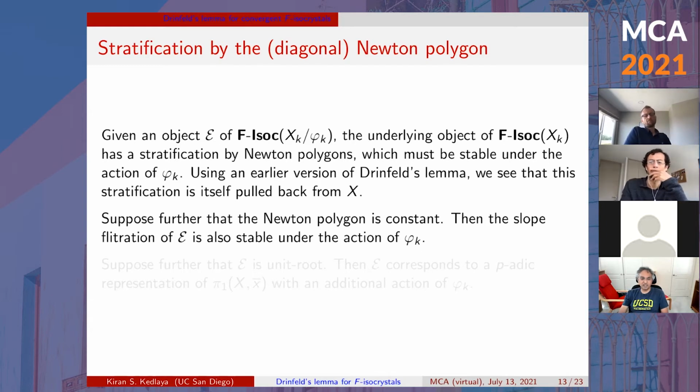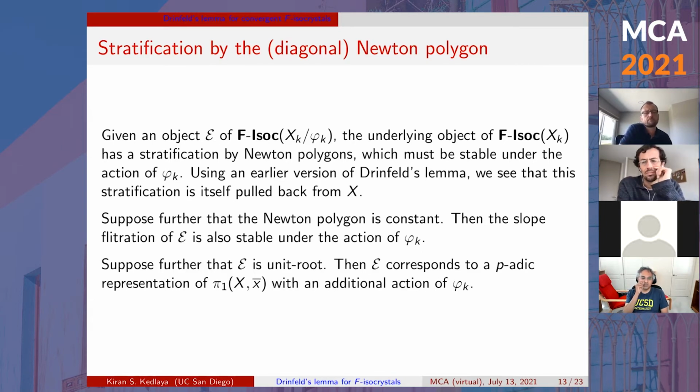And if I take one of the pieces, say for example this thing has a unit root subquotient, then that will correspond to a p-adic representation of the fundamental group of X with an additional action of phi_k. Sorry, no, I think that's right. It is actually X. A priori you get something of pi_1 of X_k, but you have some invariance property. It's isomorphic to its pullback by Frobenius, but some sort of action of phi_k on the underlying representation space does persist.